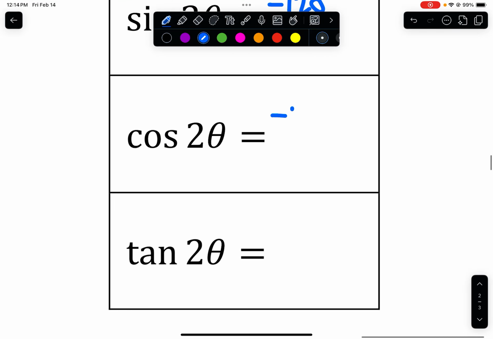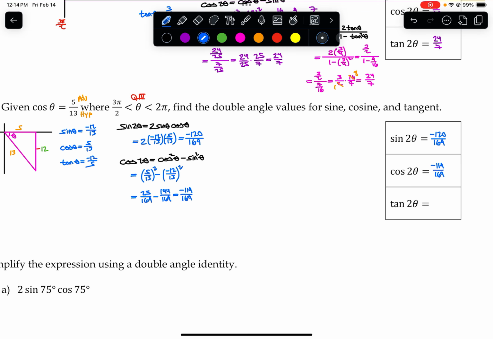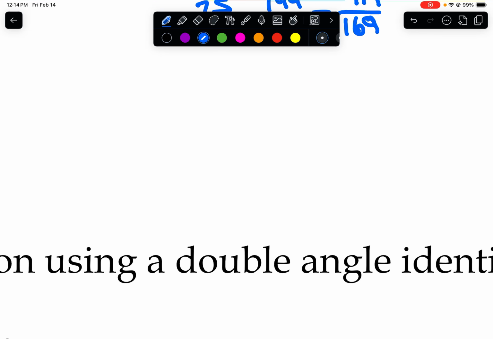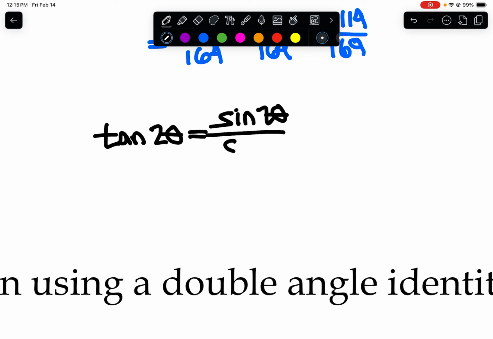So then over here, negative 119 over 169. Now we're ready to do the double angle for tangent. So I'm going to stick to doing my quotient identity for tangent. So tangent of 2 theta, I'm just going to do the double angle value of sine over the double angle value of cosine.